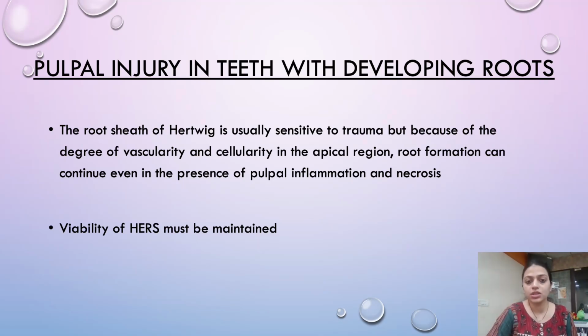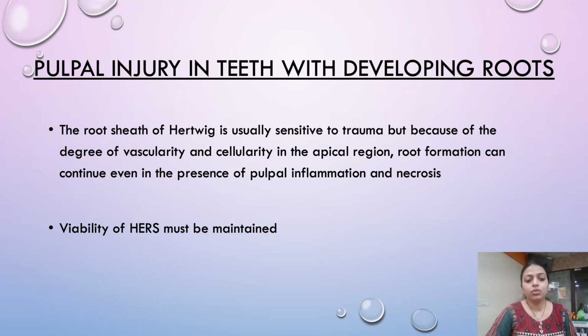Unfortunately, traumatic injuries to the young permanent teeth are not very uncommon. They are said to affect almost 30% of the children. The majority of these incidents occur before the root formation is complete, and that can result in pulpal inflammation or necrosis. So we need to know how to treat such cases.